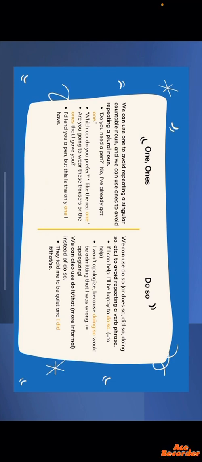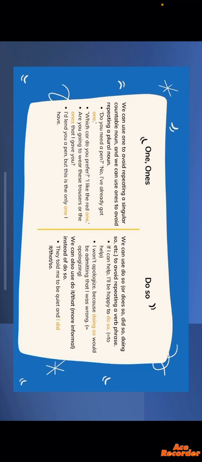Now, here we have some examples of the words or phrases we can use with substitution. One and ones. We can use one to avoid repeating a singular countable noun, and we can use ones to avoid repeating a plural noun. Do you need a pen? No, I've already got one. One here is referring to the pen. Instead of saying no, I've already got a pen, we say no, I've already got one.